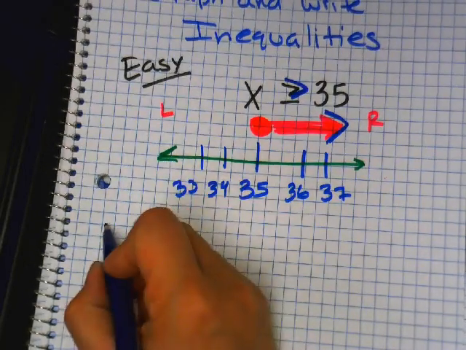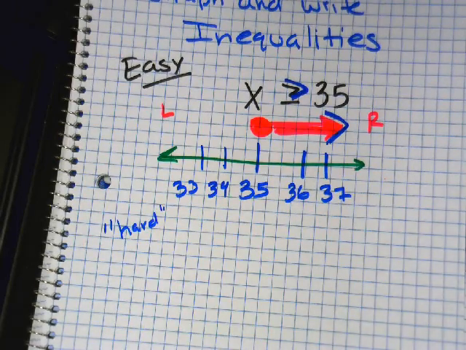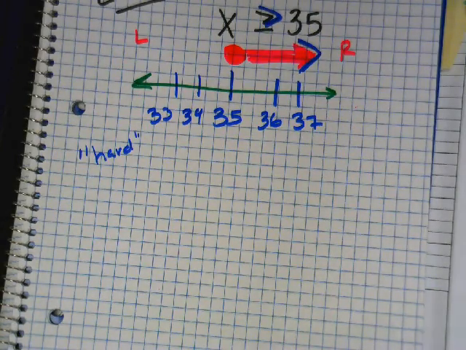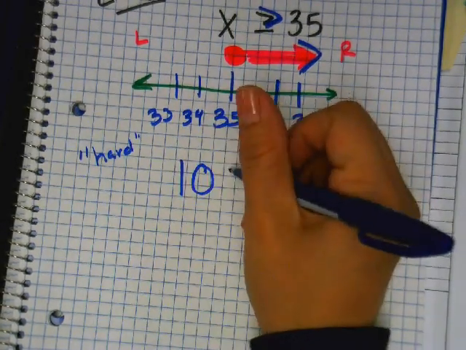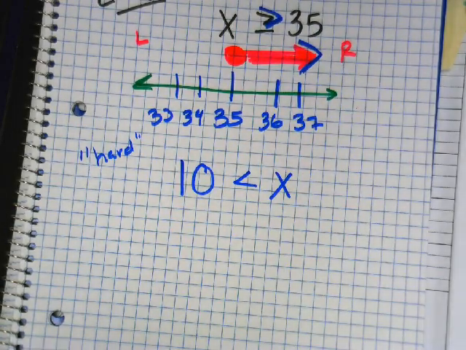Now let's do the hard ones. Are they? Not really. Actually, second period did a really good job on this. So, 10 is less than x. All right. So what makes this hard?